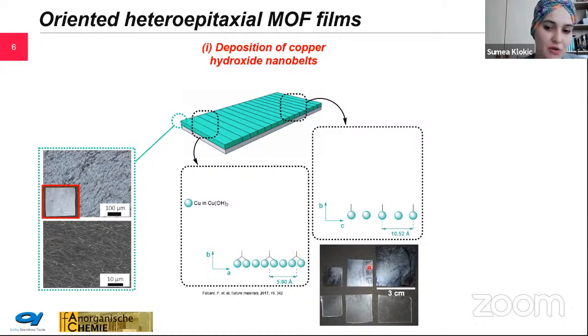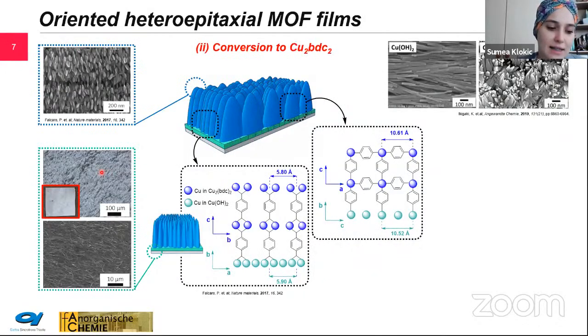You can use silicon wafers or soda lime glass. We then deposit copper hydroxide nanobelts, which serve as the foundation for the next layer. The term nanobelts comes from the belt-like shape, which you can see already by the polarized microscope, but much better by SEM. In the next layer, the copper hydroxide nanobelts are converted to the copper BDC MOF.